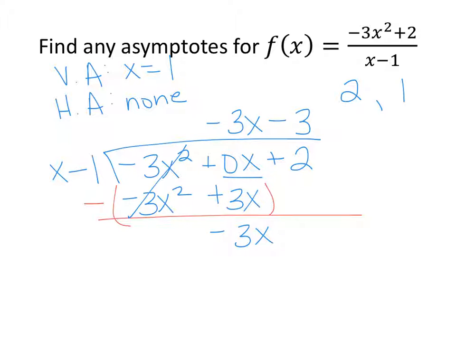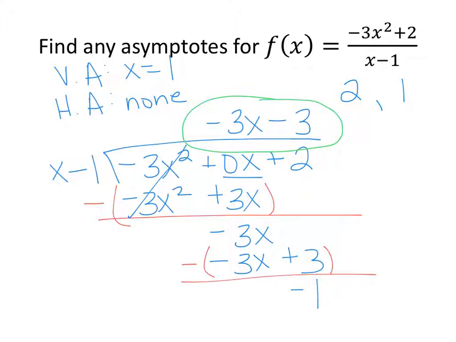Negative 3 times x is negative 3x. Negative 3 times negative 1 is positive 3. I'm still subtracting, and I do get a remainder here. 2 minus 3 is negative 1, but what I need to focus on to get my asymptote is this part. I don't care about the remainder when I'm looking for my slant asymptote. So my slant asymptote has the equation y equals negative 3x minus 3.